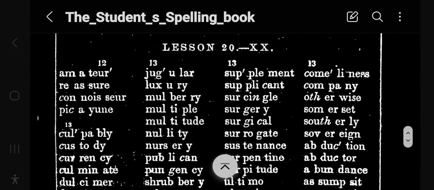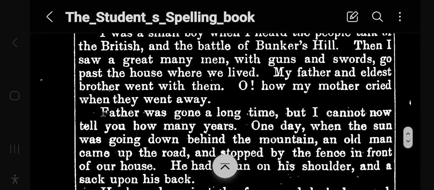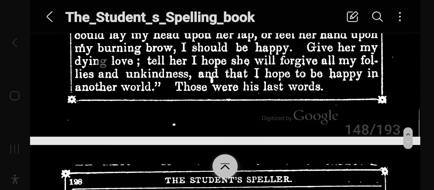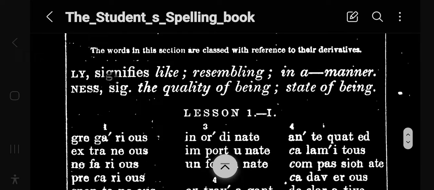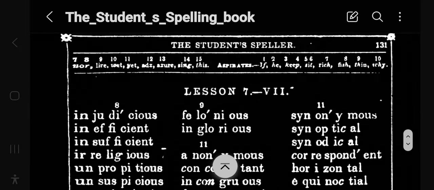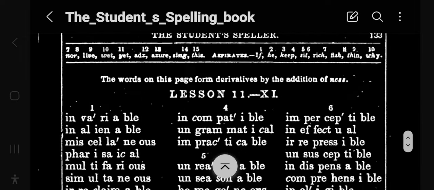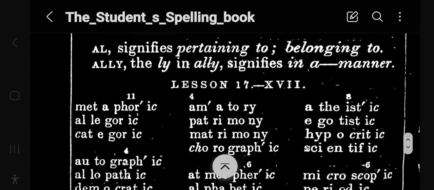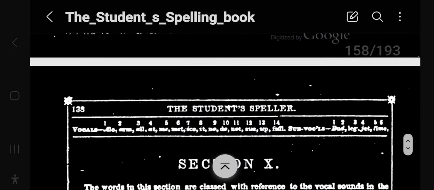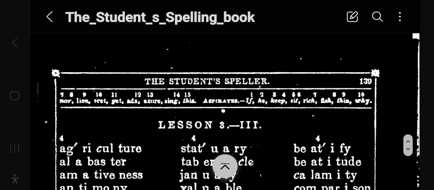Wow. Oh my gosh. The old man with a staff. And they have a reading lesson. Section, section 2. I'm kind of confused. These are big long words too. This would be good for building vocabulary, like if you don't have reading books. It still goes on and on and on. There are a lot of book words in this book.